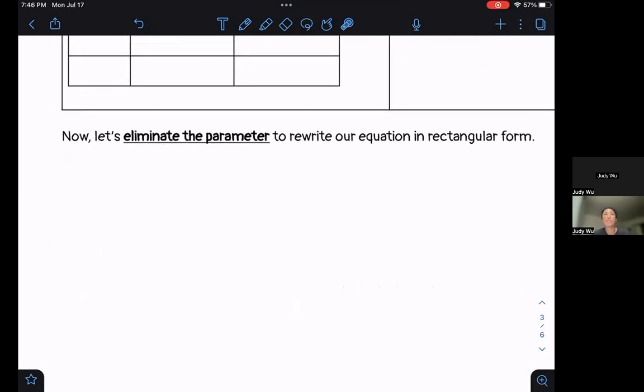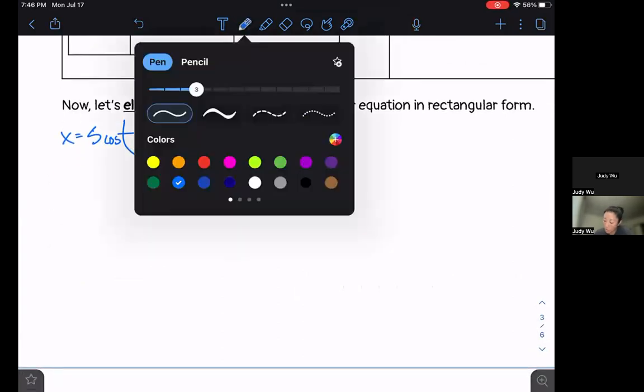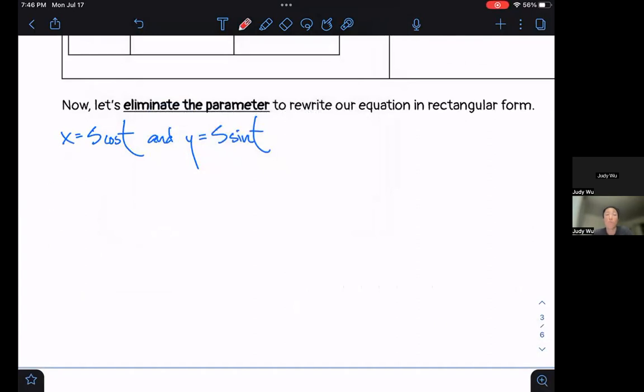Eliminate the parameters basically means we're going to take our x equation and our y equation and get rid of the t's. I'm going to show you one way to do it that I don't want to see. In fact, I don't want you to do this so much that I'm going to put it in red. So do not do this.